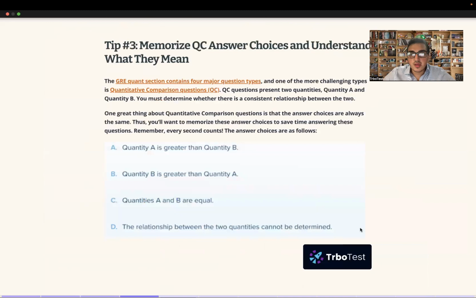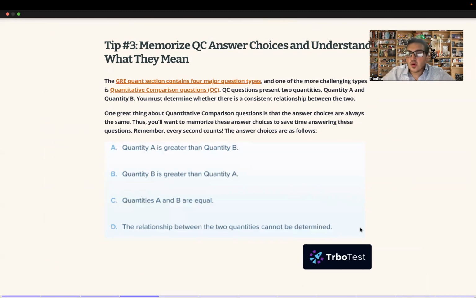Moving on to the third tip, memorize QC answer choices and understand what they mean. The GRE Quant section contains 4 major question types, and one of the more challenging types is the quantitative comparison questions. We'll refer to them as QC moving forward. QC questions present 2 quantities, quantity A and quantity B. You must determine whether there is a consistent relationship between the two.